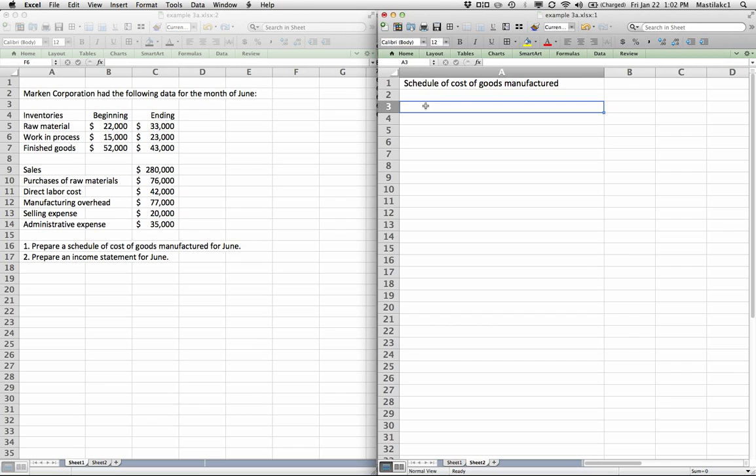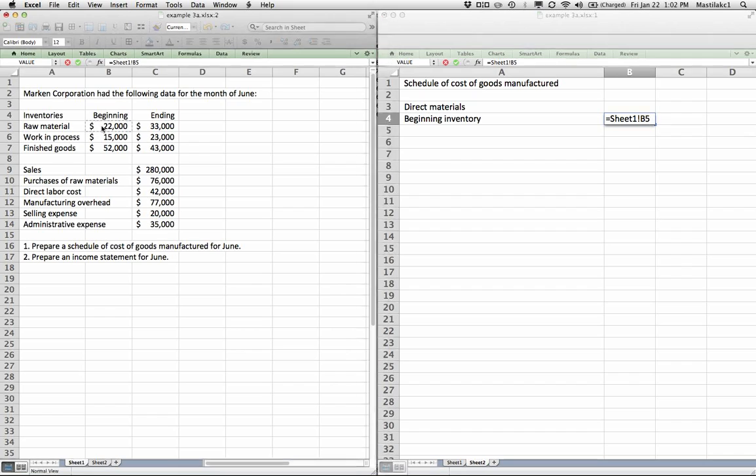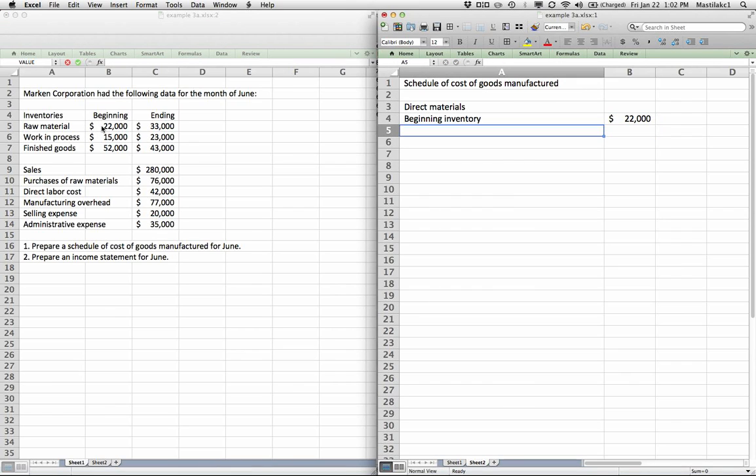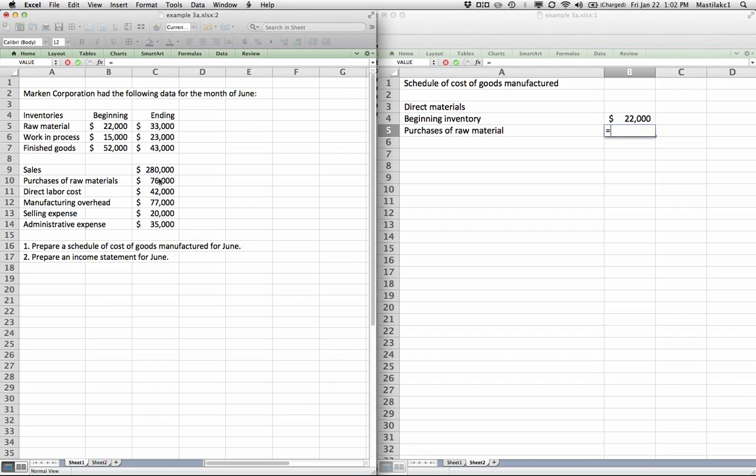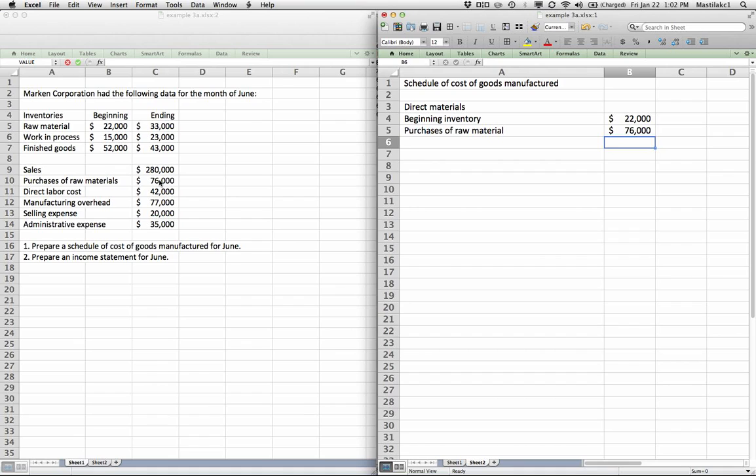Our schedule of cost of goods manufactured first starts with direct materials, because that's where our flow of costs starts. We start with how much was in beginning inventory. At the beginning of the period, in this case the month, how much inventory was on hand. And in this case, our beginning inventory is $22,000. We add to that the amount that we purchased. So how much raw material was purchased during the period? Our data tells us that during the period we purchased $76,000 worth of material.